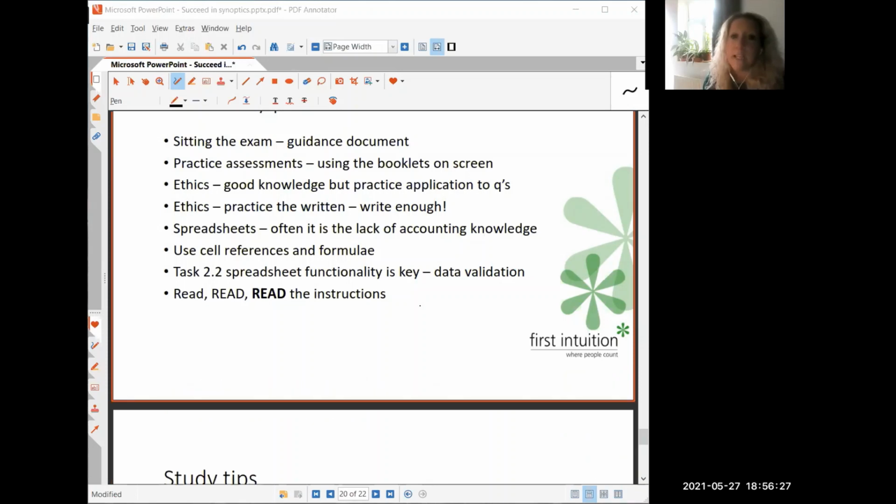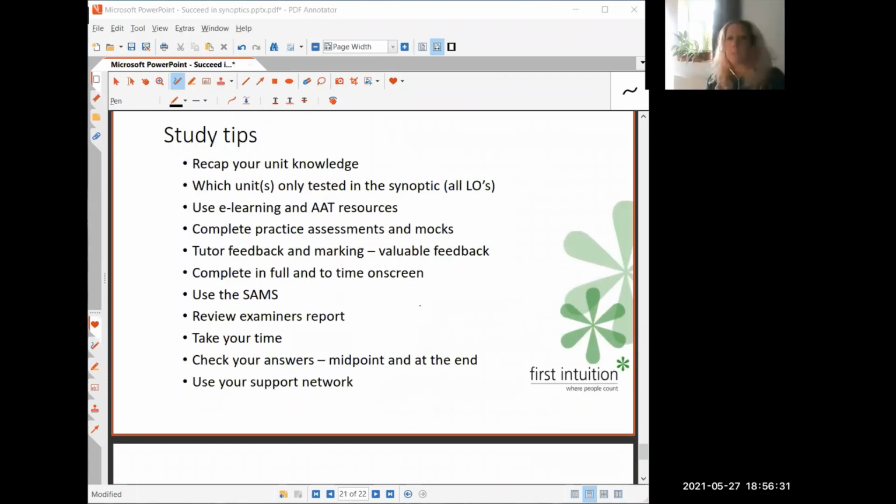And finally, my study tips. I think I've probably already mentioned these. Make sure you've got all of your specific unit knowledge. Go back to the test specification, see what learning outcomes are going to be tested, and make sure you revise that knowledge. Those that are only tested in the Synoptic, you need to have a good range of knowledge across that whole unit. Use the AAT resources, those practice assessments and mocks. Do as much question practice as you can.